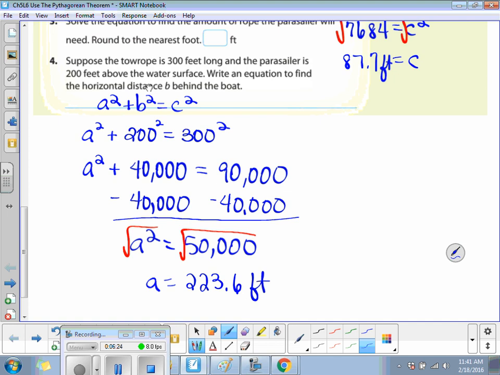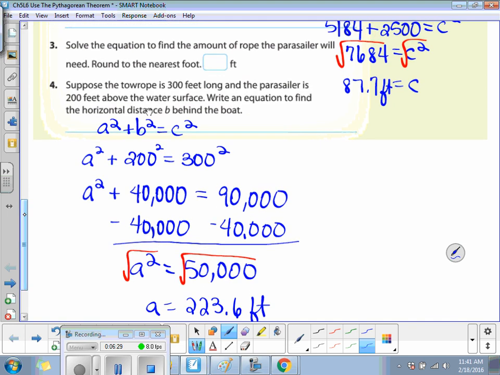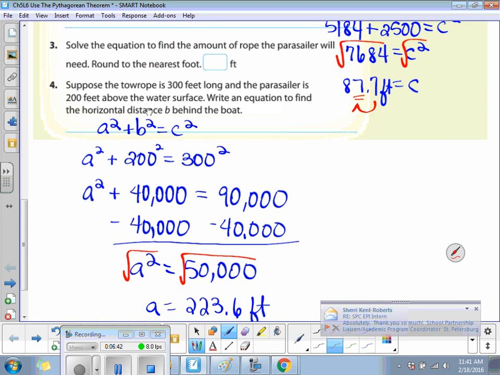All right. Very good. And yes, up here on problem 3, it says round to the nearest foot. So here, if we have 87.7, the 7 tells us what to do, so our final answer then would be 88. Very good. 88 feet. You got it? All right. Very good.